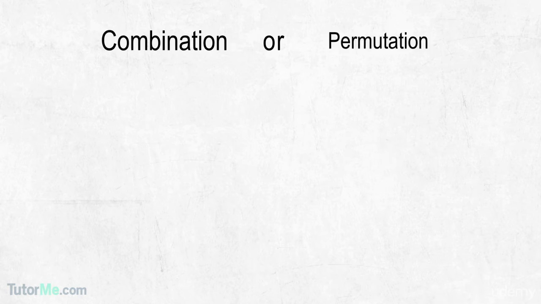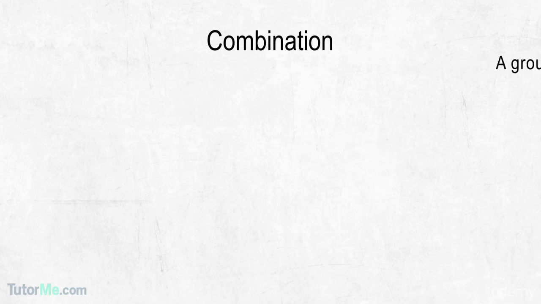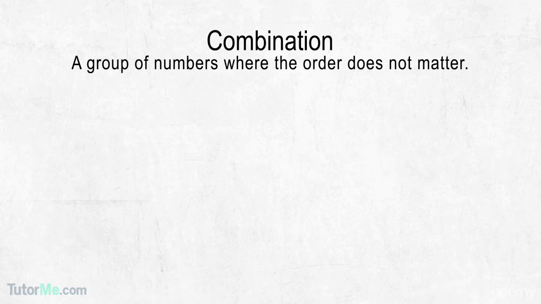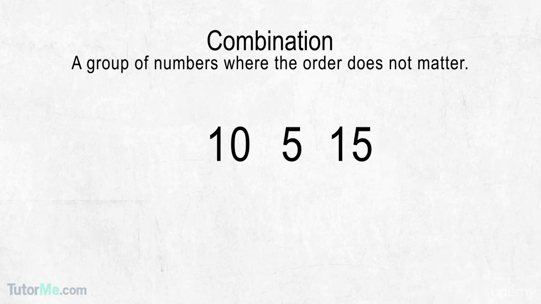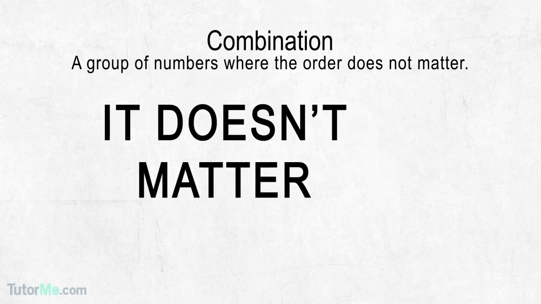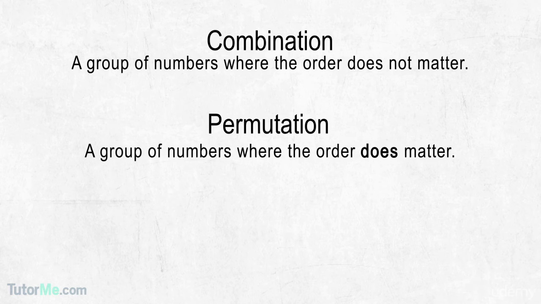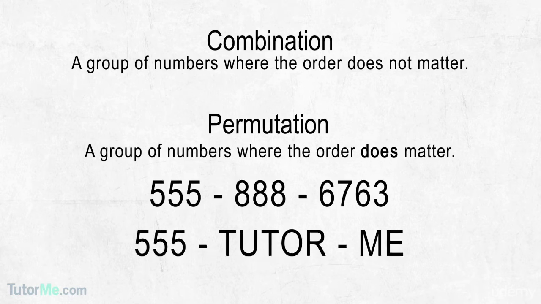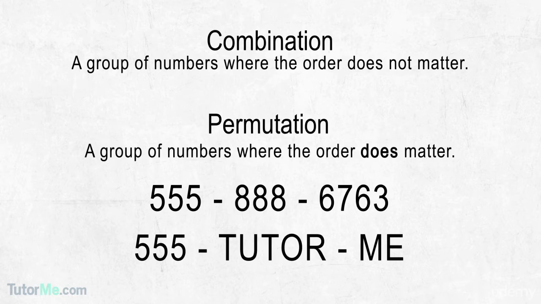When dealing with lots of numbers for probability questions, it can be helpful to know whether it's a combination or a permutation. A combination is a group of numbers where the order does not matter. 5, 10, 15, 3, 13, pi, whatever. It doesn't matter. A permutation is a grouping of numbers where the order does matter. Like a phone number. The order you put that in matters.